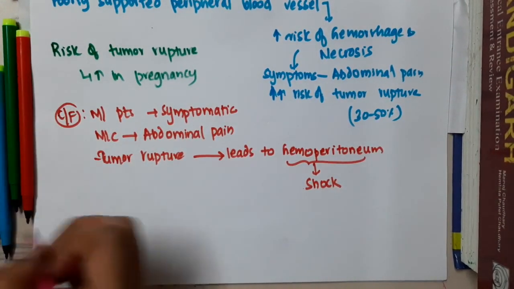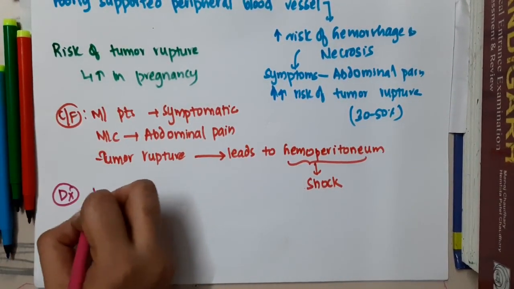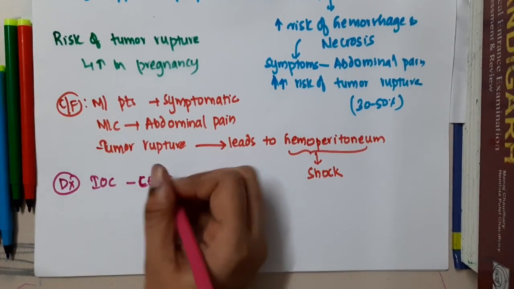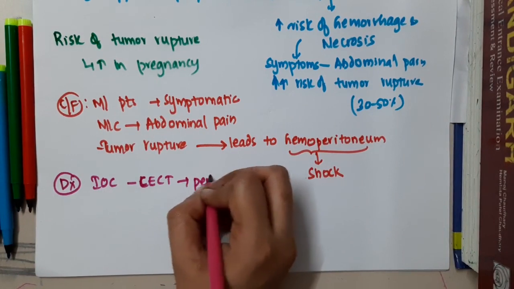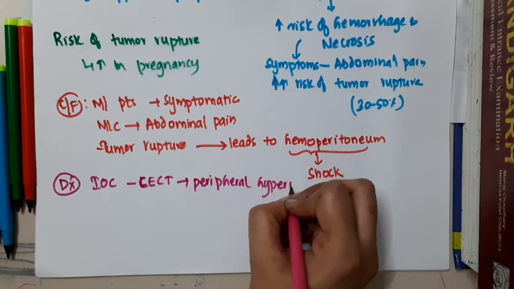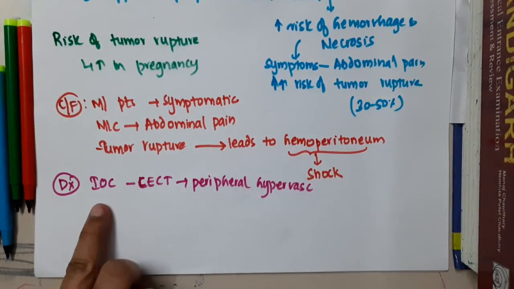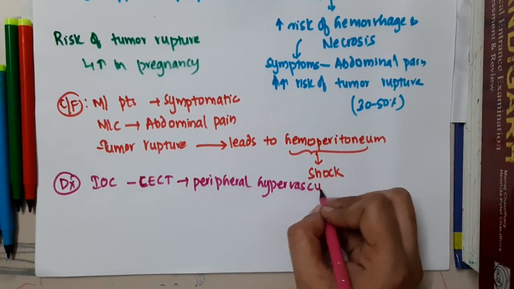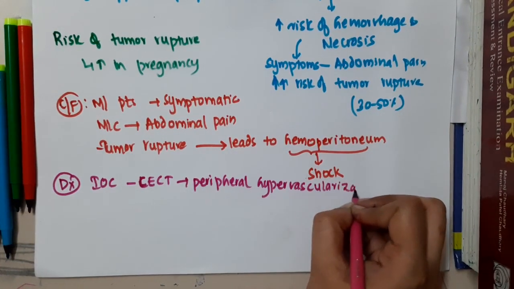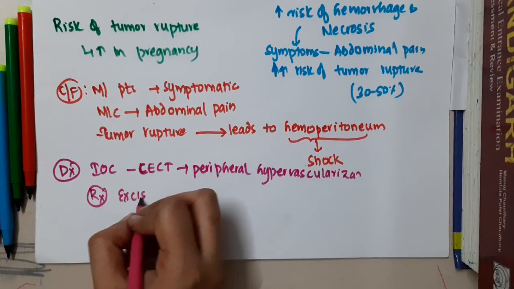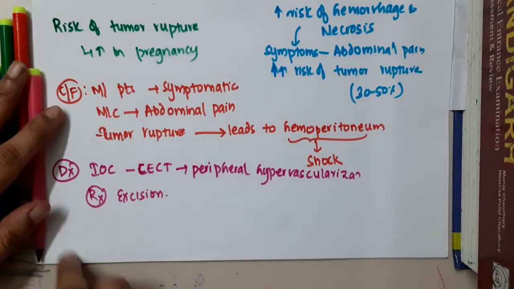Then, the diagnosis: what is the investigation of choice of hepatic adenoma? CECT is the investigation of choice of hepatic adenoma, which shows peripheral hypervascularization. And on treatment, excision of hepatic adenoma is the treatment.